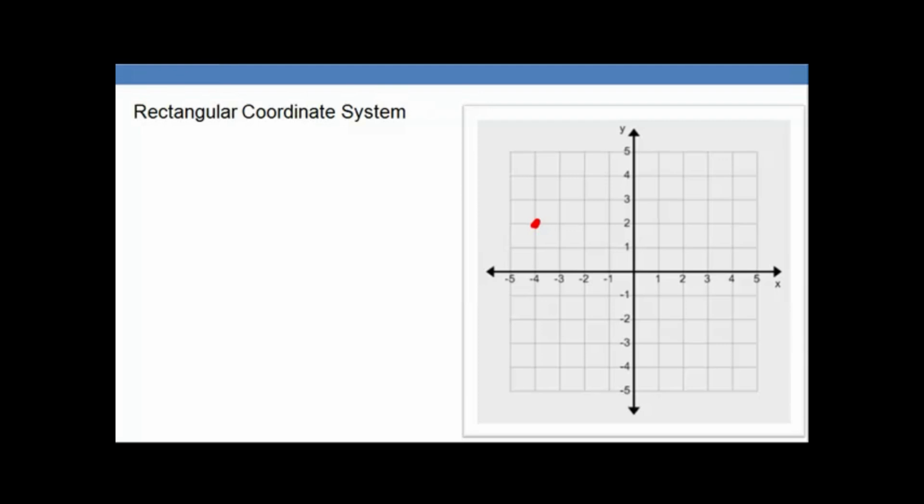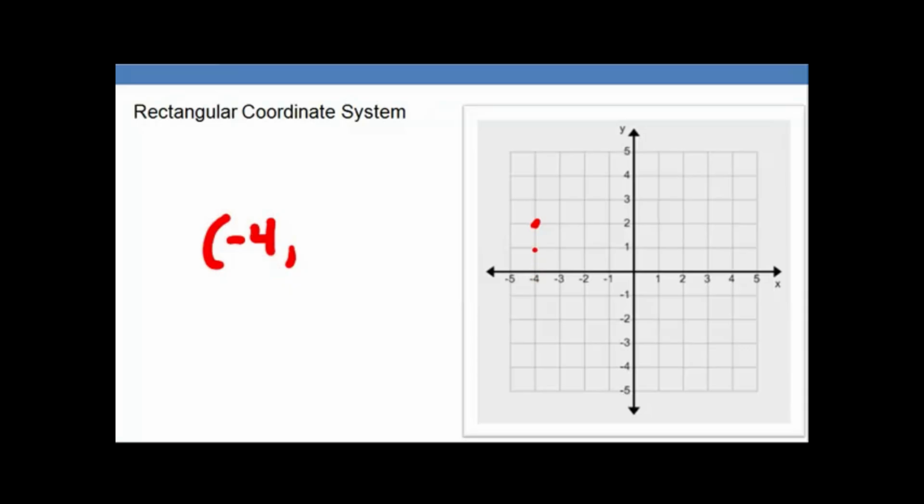Some questions are a little backwards in thought process. They might give you the point and ask for the coordinates. So if we wanted the coordinates of this point, we would just go to 0, 0 and move to it. So first we would move across, and -4 lines up with it, so that will be our x.